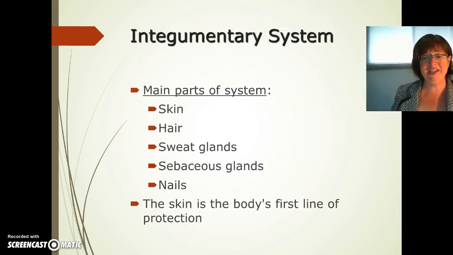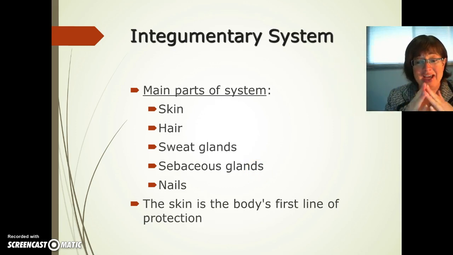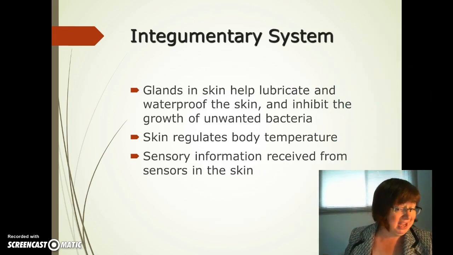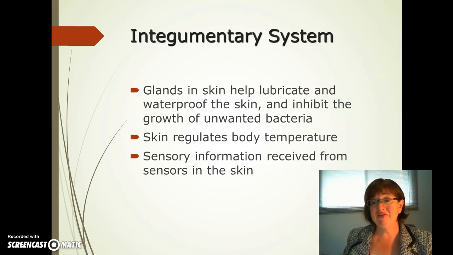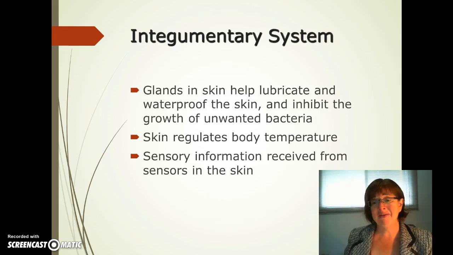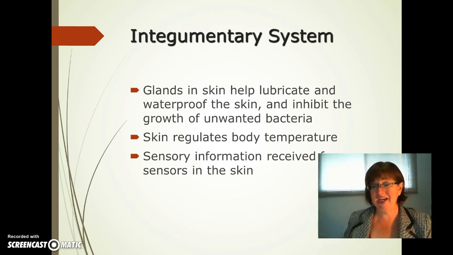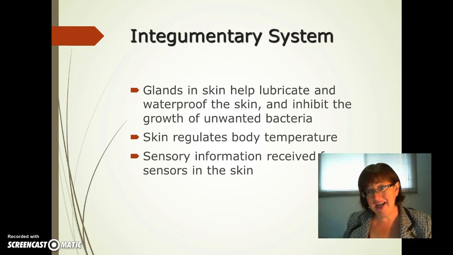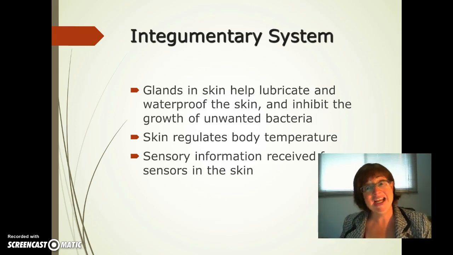Integumentary system. This is a fancy word for skin, hair, sweat glands, sebaceous glands, which are oil glands, and your fingernails. They protect your body, and they're the first line of defense against any sort of invasion of disease. What do your glands do? They lubricate and waterproof your skin, but unfortunately they can also grow some unwanted bacteria, and that's actually what makes your sweat stink. Your skin can regulate your body temperature because it has a very good blood supply, and we will go into more detail on that in the next unit.